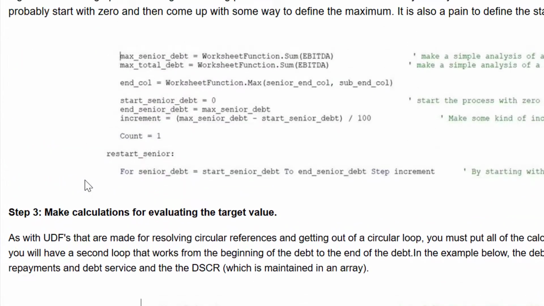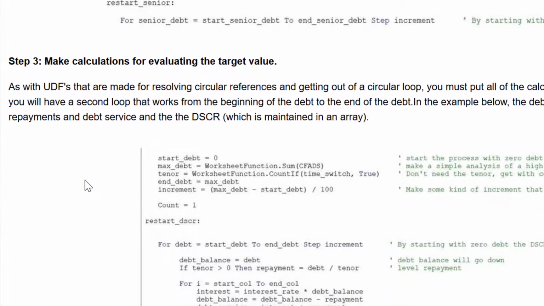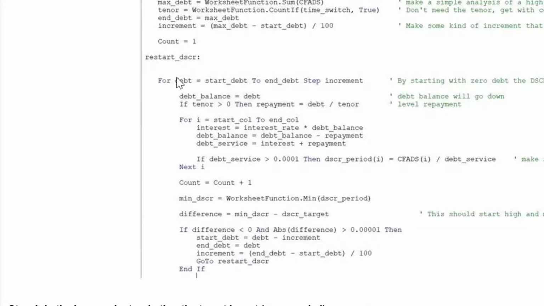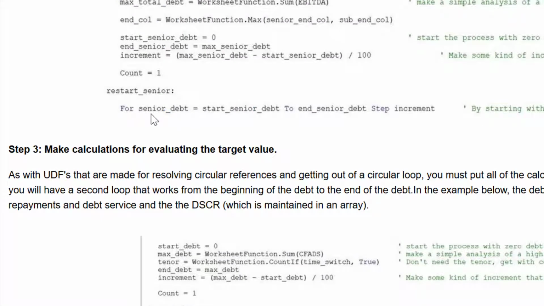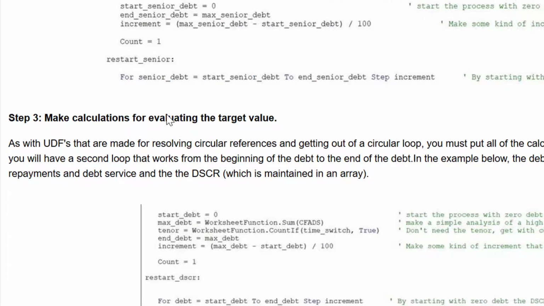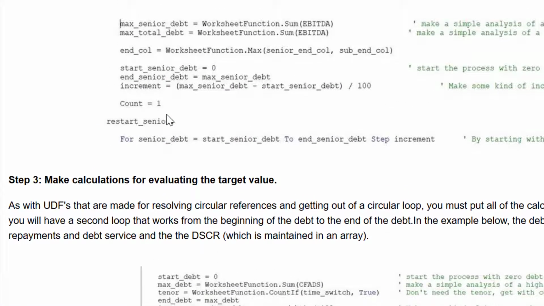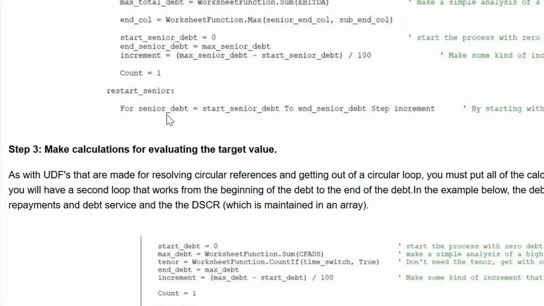Just like in a goal seek, there's a target variable and a changing variable. This target variable is the debt, or in this case, it's the senior debt. And you go around and around and try to... I'm sorry, that's the changing variable, idiots.